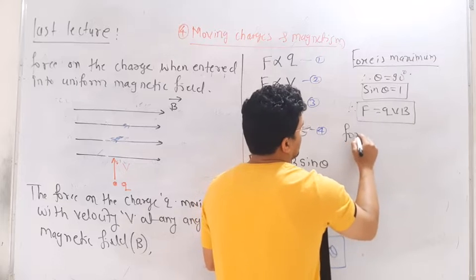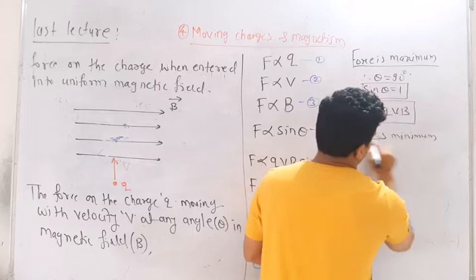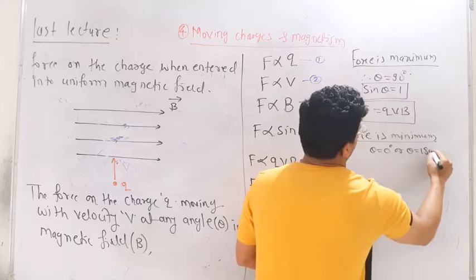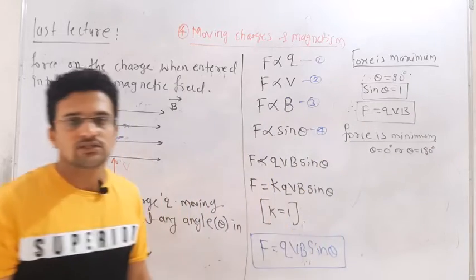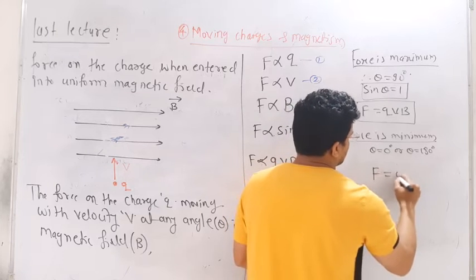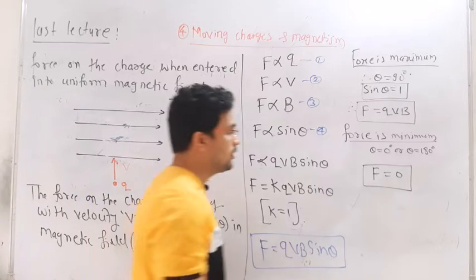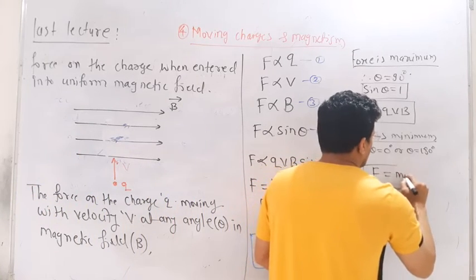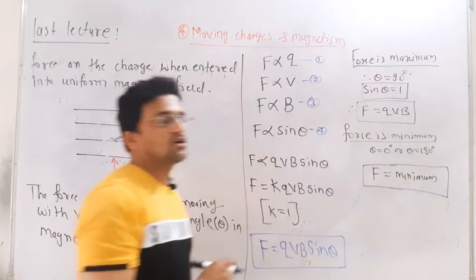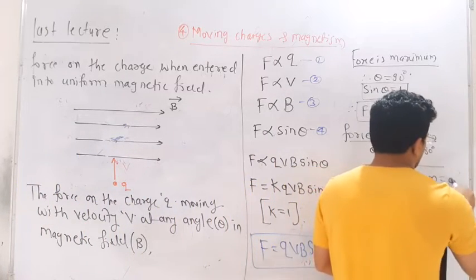And then next, force is minimum. Force is minimum when theta is equal to 0 degrees or theta is equal to 180 degrees. If you place it here, F will be exactly 0. F will be 0 or minimum, you can say F is equal to minimum. So this much amount of force is applied actually. Or you can make it 0 here also, it doesn't matter.